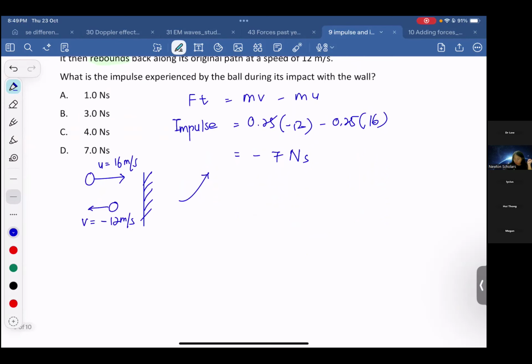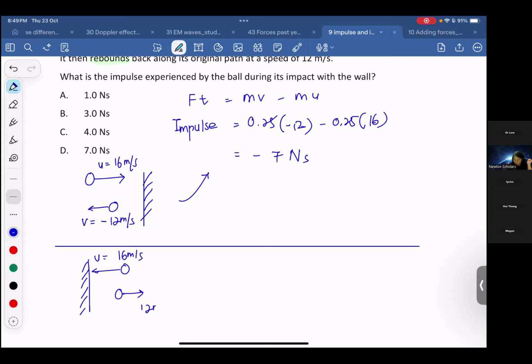We can also assume in another way. I can assume that this is my wall. Then my ball is moving in this direction, which is u equals 16 meter per second. Hit and rebound. Rebound is 12 meter per second. So to the left, I put negative. To the right, I put positive. So if I do it this way, mv minus mu equals 0.25 times 12 minus 0.25 times -16. Like this, I will get a positive value.